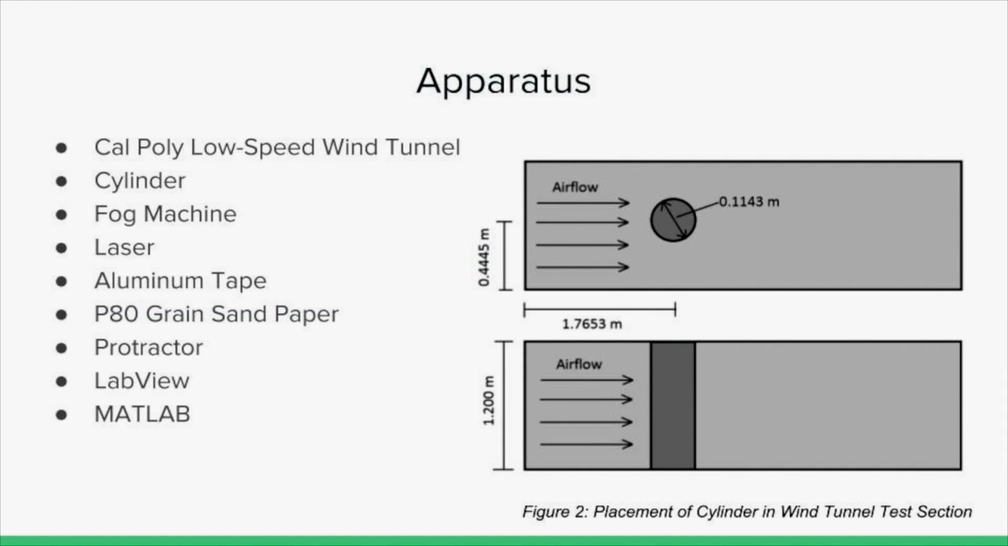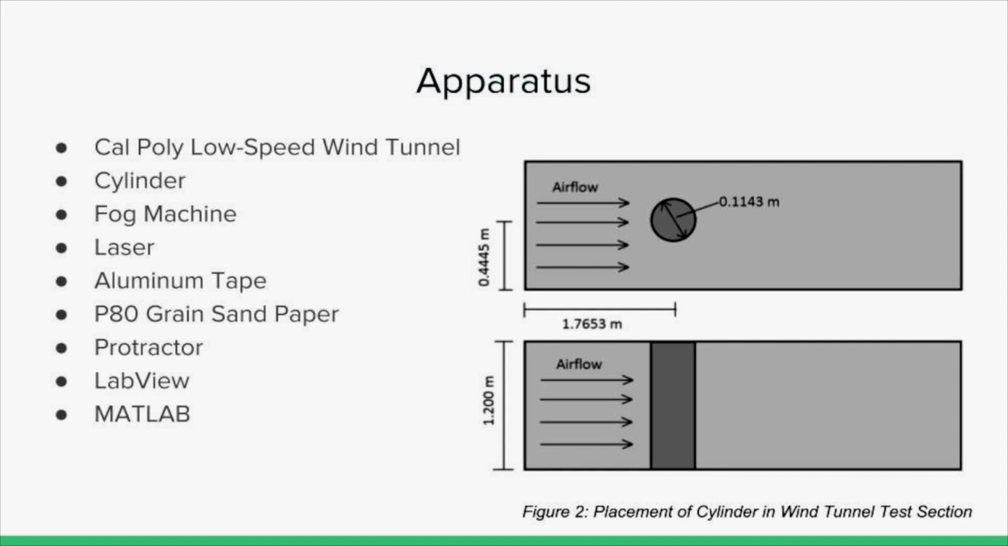In this experiment, the team used a low-speed wind tunnel, P80 sandpaper, laser, fog machine, cylinder, tape, MATLAB, and LabVIEW to achieve the experimental goal. A 1.2 meter long and 0.114 meter diameter cylinder was used to analyze the flow over a bluff body. The cylinder was placed 1.77 meters from the beginning of the test section and 0.44 meters above the test section floor, as shown in Figure 2.